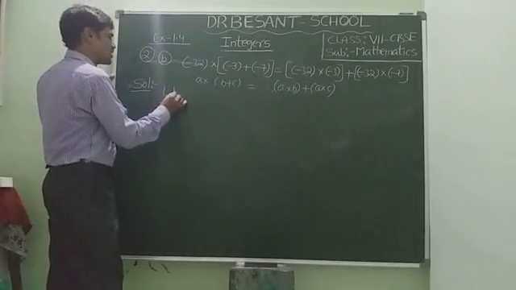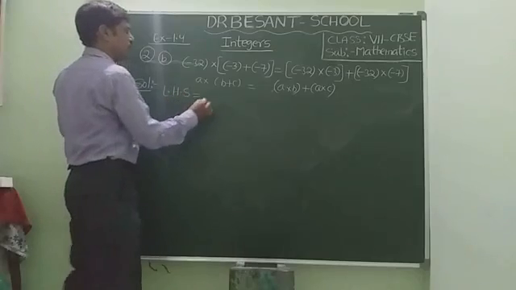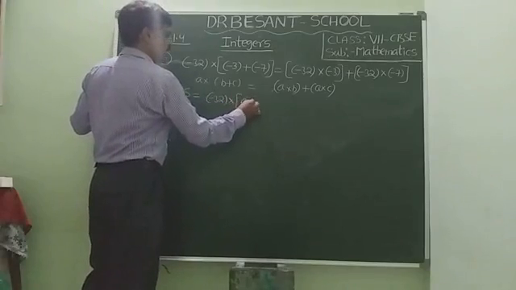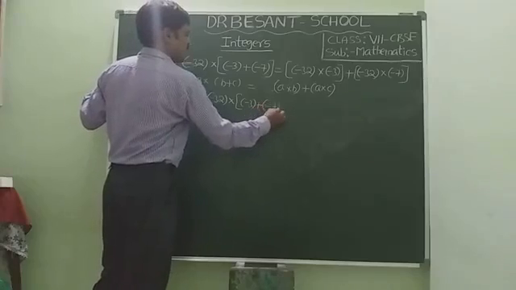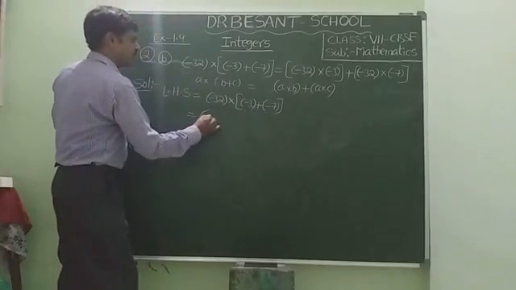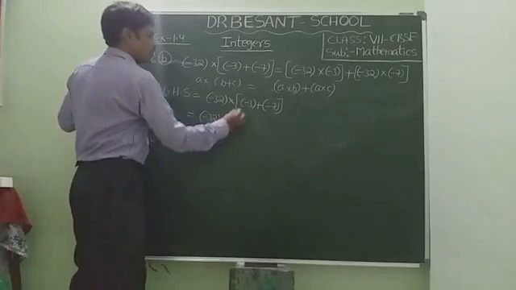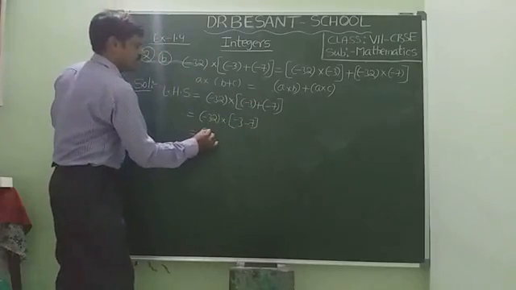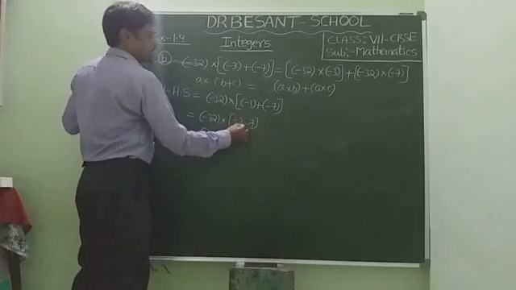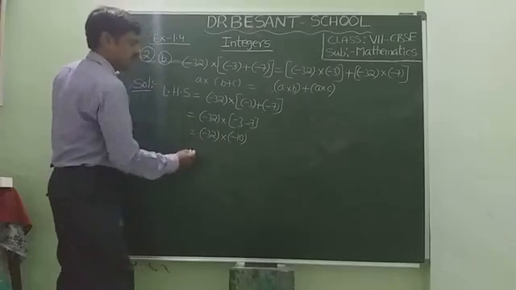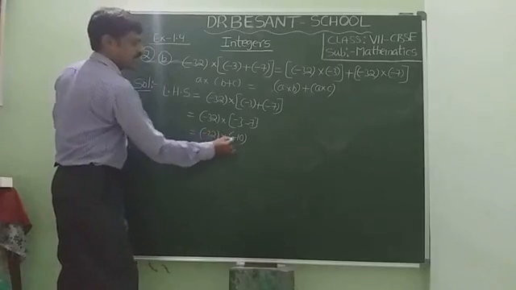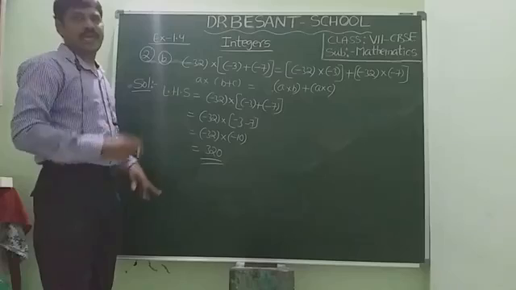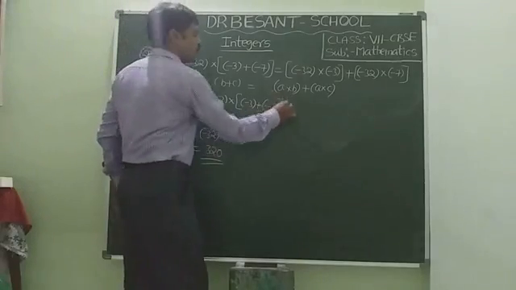So what is LHS? LHS is equal to minus 32 into (minus 3 plus minus 7), that is equal to minus 32 into (minus 3 minus 7), that is equal to minus 32 into minus 10. Minus into minus is plus, 32 times 10 is 320. So we got 320 in LHS. Now we have to conclude RHS.